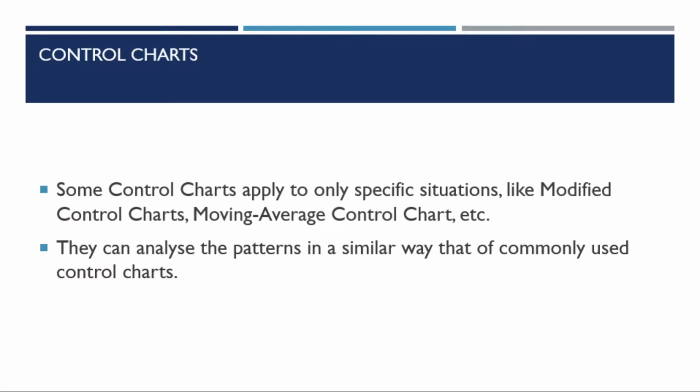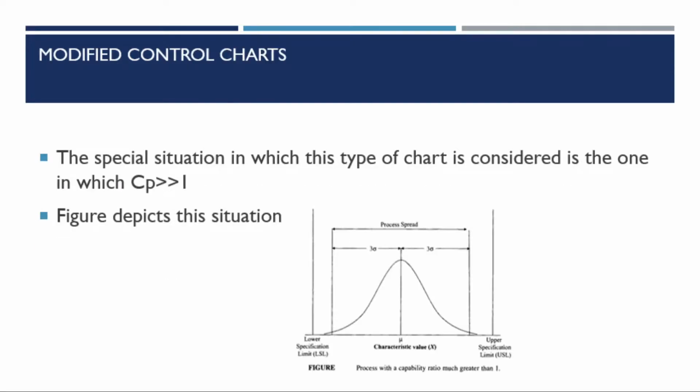Some control charts only apply to specific situations like modified control charts, moving average control chart, etc. They can analyze the patterns in a similar way to that of a commonly used control charts. The special situation in which this type of control chart is considered is the one in which the probability of capability is greater than 1. The figure depicts the situation.